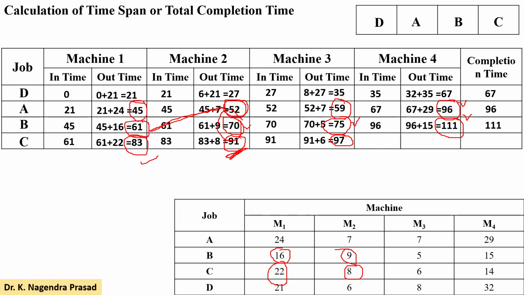So the in time for job C on machine 4 is 111, and the processing time is 14. So the out time is 125. So the total completion time for job C is 125.